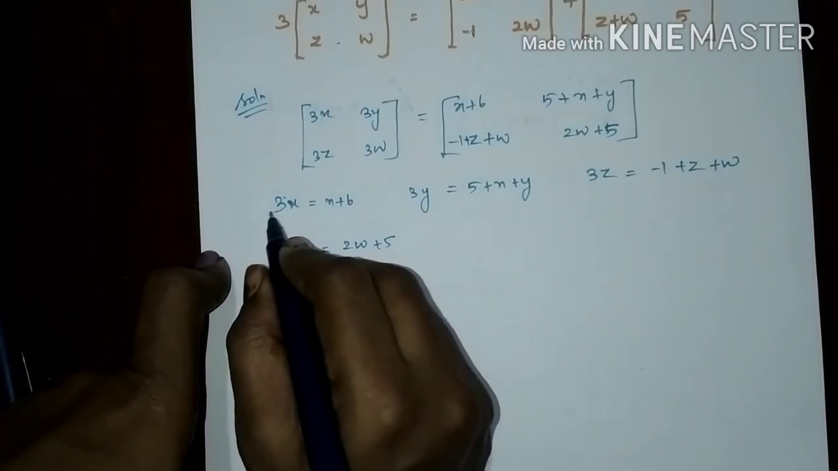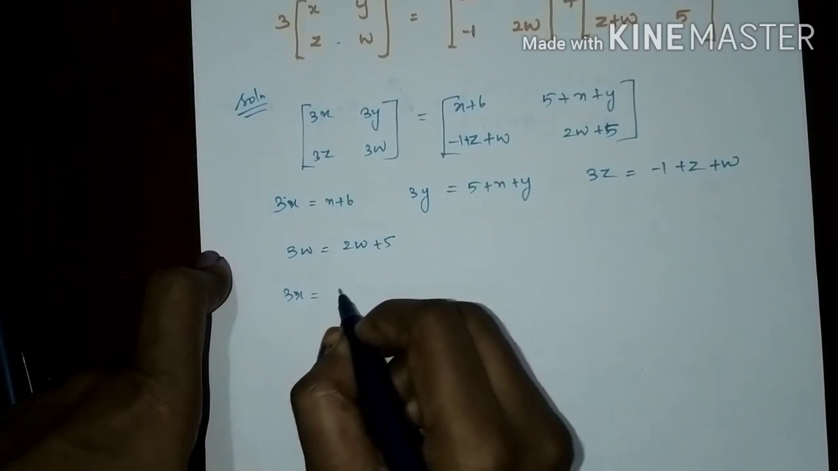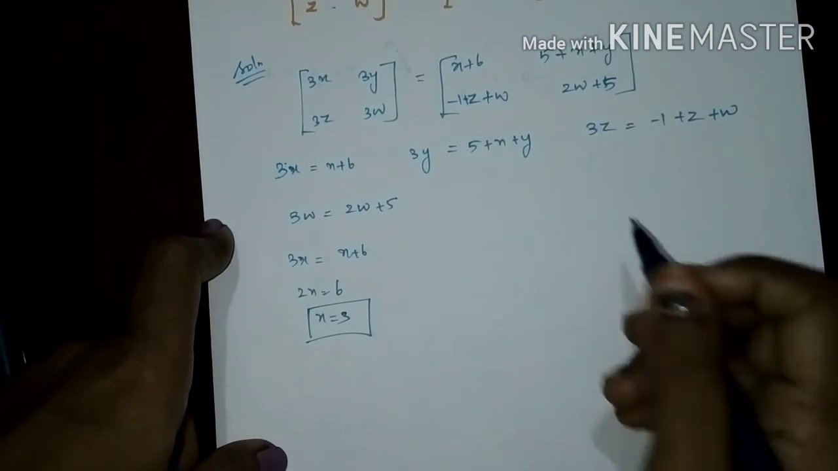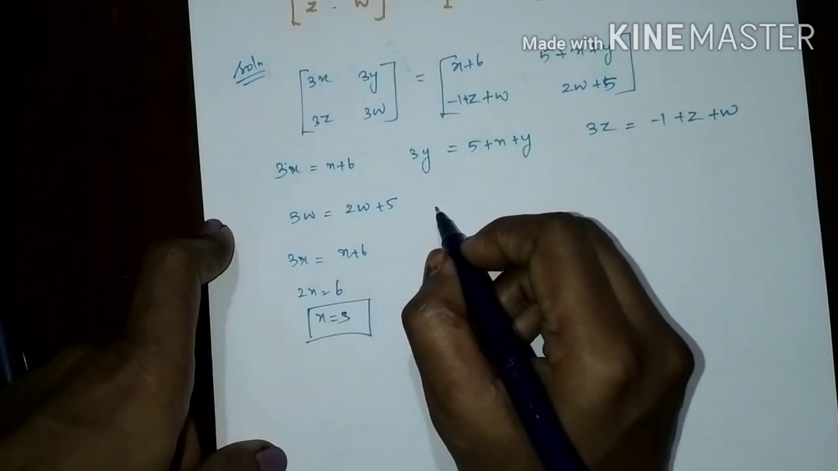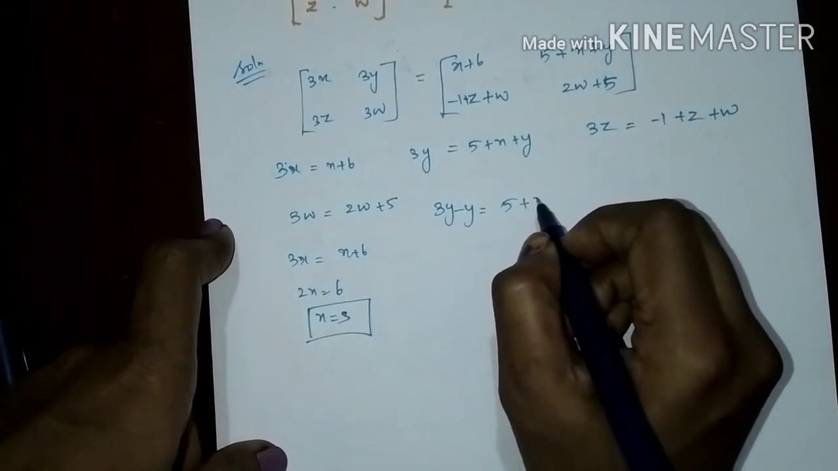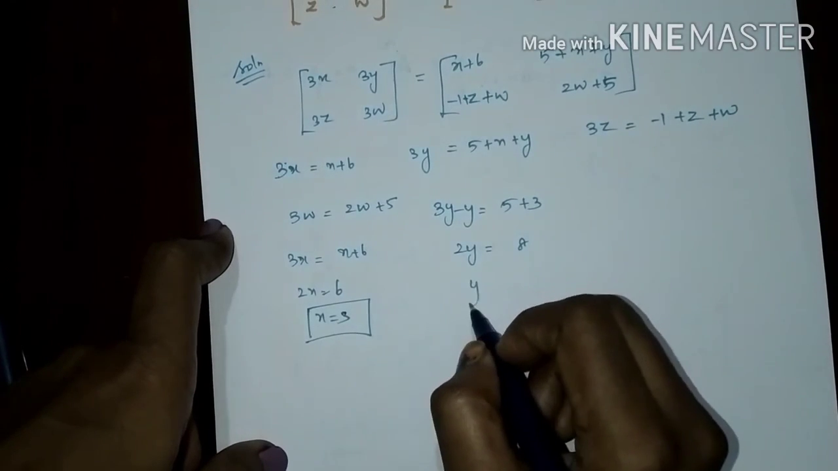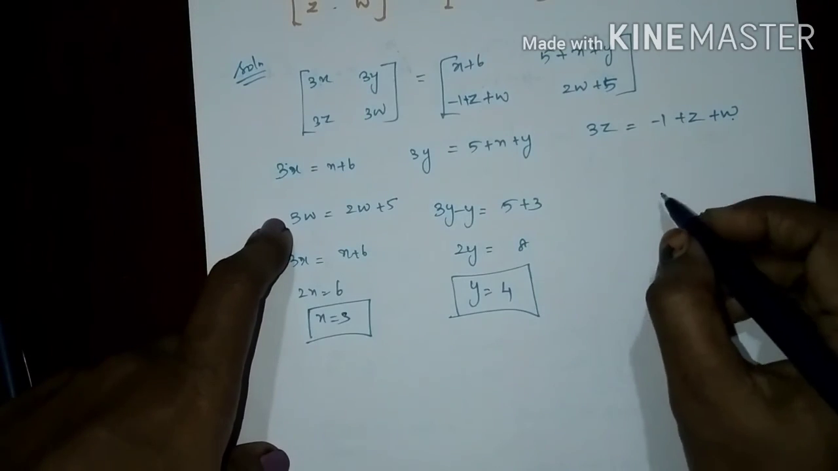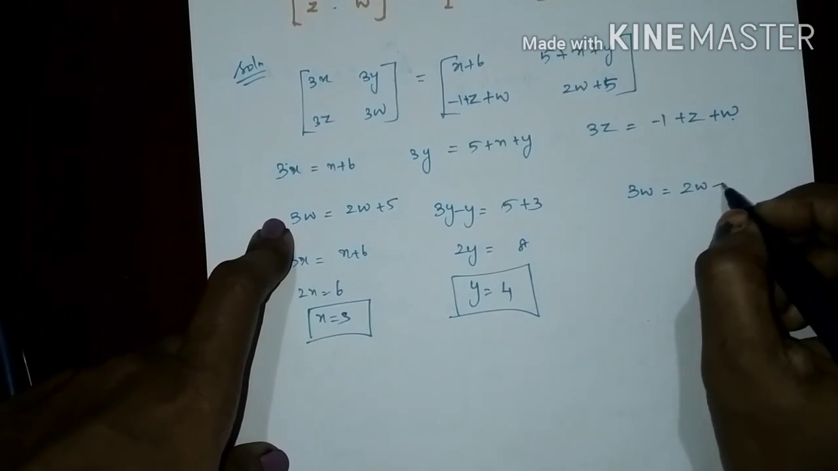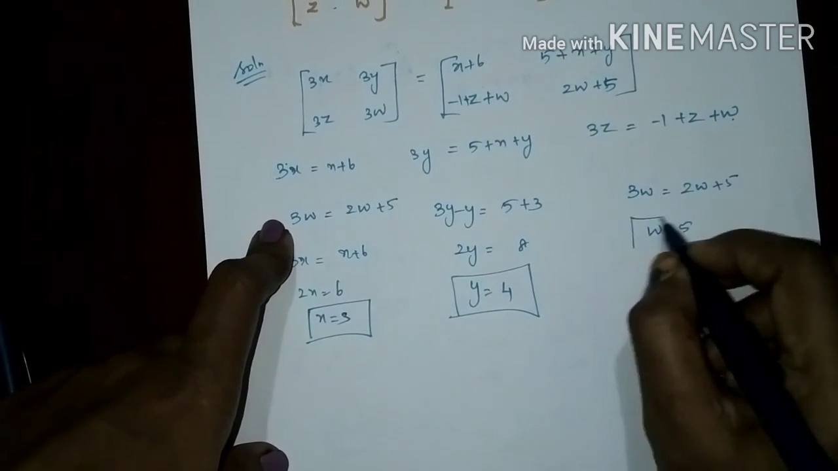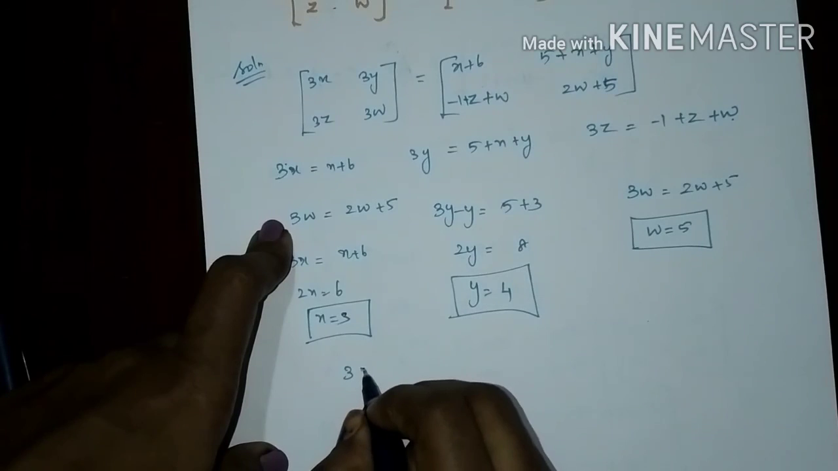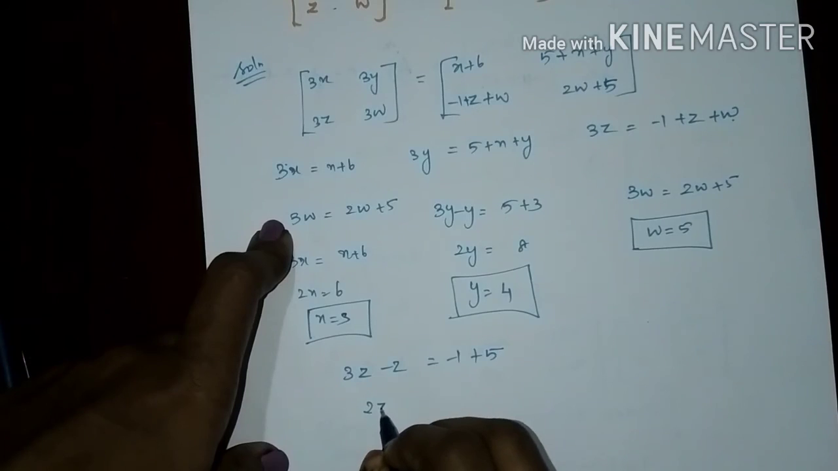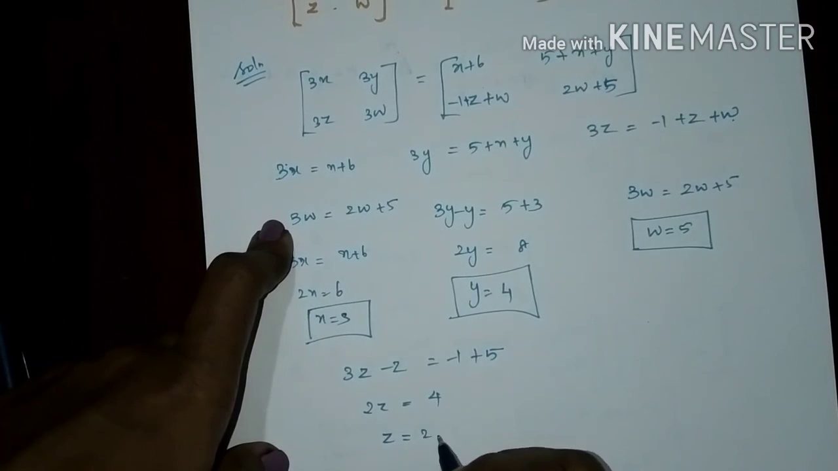So we can get the x value from this equation: 3x is equal to x plus 6. So 2x is equal to 6, x is equal to 3. Got it? So substitute the value of x here, we'll get 3y minus y is equal to 5 plus 3, 2y equal to 8, your y value would be 4. Here we need a w value, right? So equate the w equation, 3w is equal to 2w plus 5, so w would be equal to 5. To get the value of z, we need 3z minus z is equal to minus 1 plus 5, so we'll get 2z is equal to 4, your z is equal to 2.